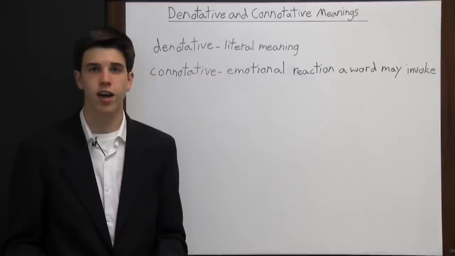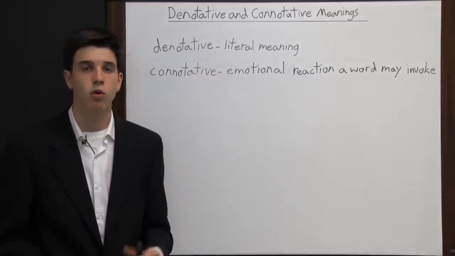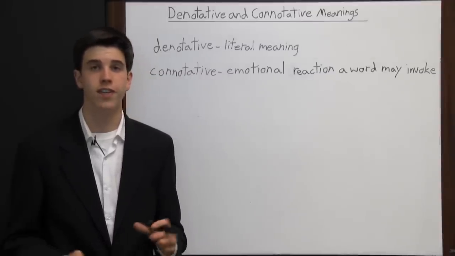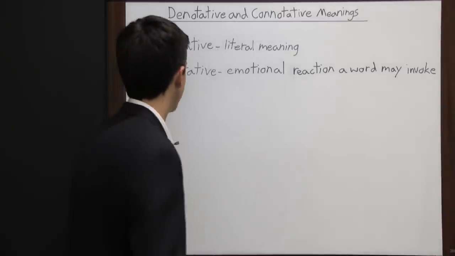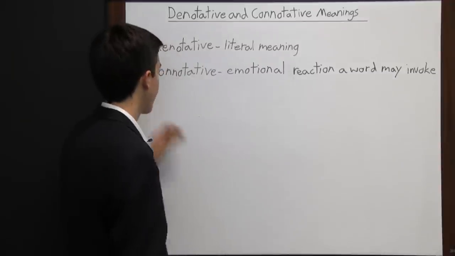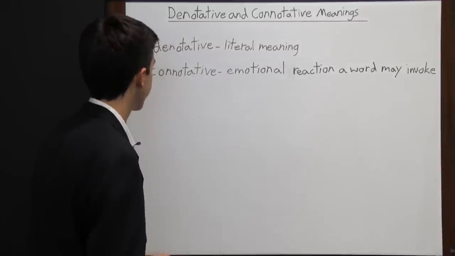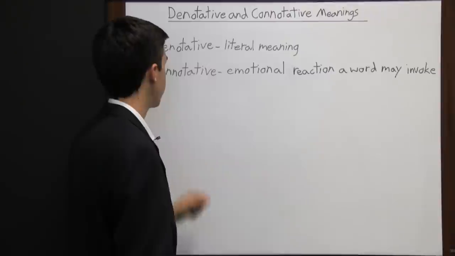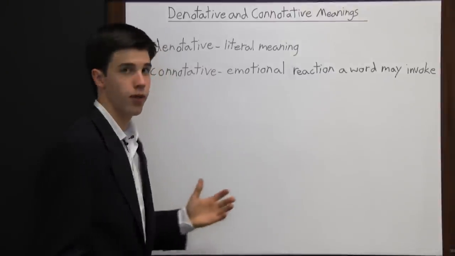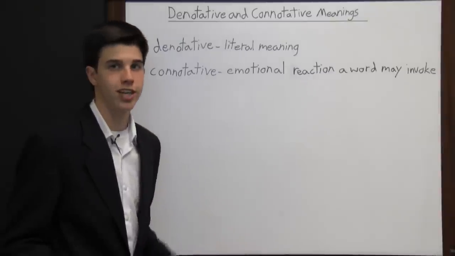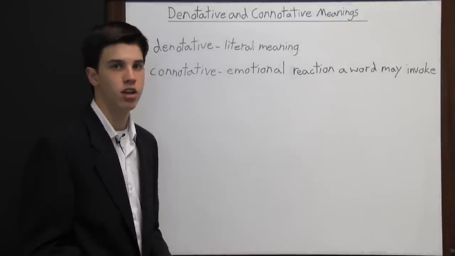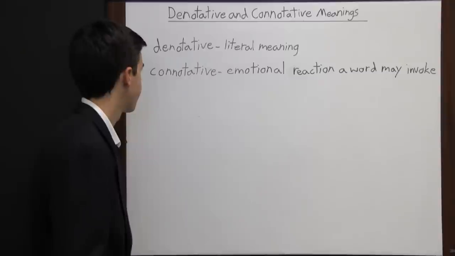When defining words found in a text, often words have a definition that is more than the dictionary definition. So we can say that words have two definitions, a denotative meaning and a connotative meaning. The denotative meaning is the literal meaning of the word. So basically, if you're wondering what the word meant and it's the denotative meaning, then you could just look up the word in the dictionary and the dictionary definition would describe the meaning of that word.